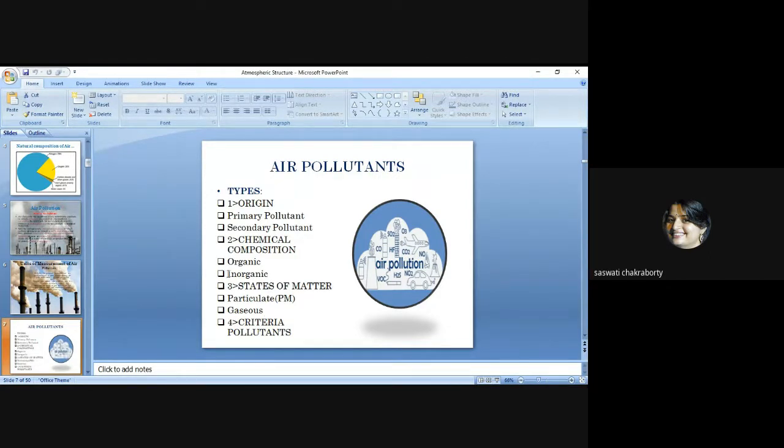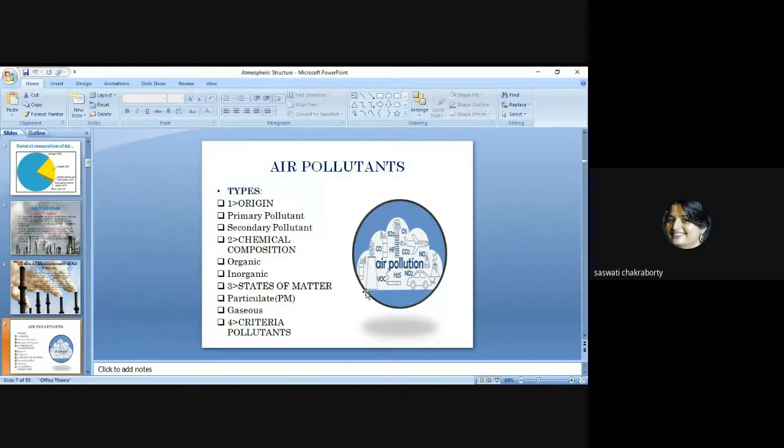Okay. Now, depending on the states of matter, they can be particulate and gaseous. Particulate matters are PM, meaning particulate matter. They have a diameter, and they can be classified as aerosols and others. We'll go into details. And gaseous are those hydrocarbon gases, for example chlorofluorocarbon, etc. All those things that are harmful for us.